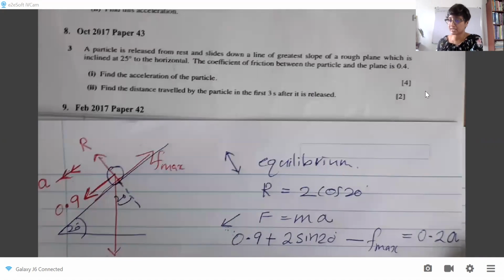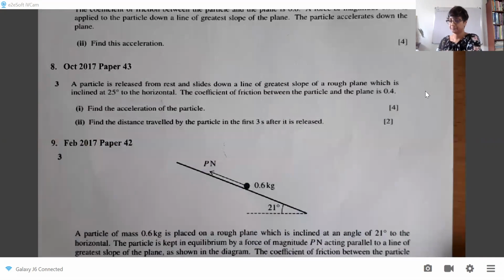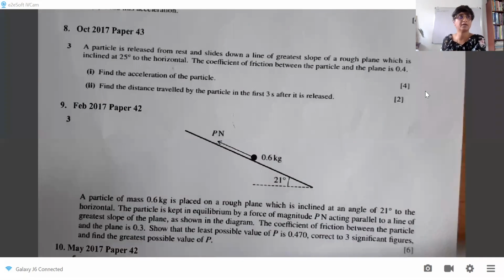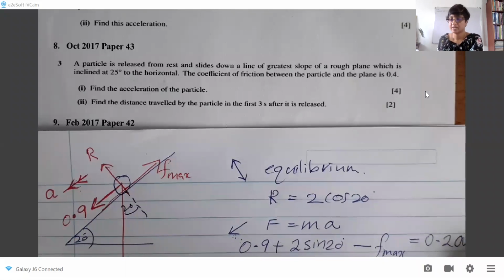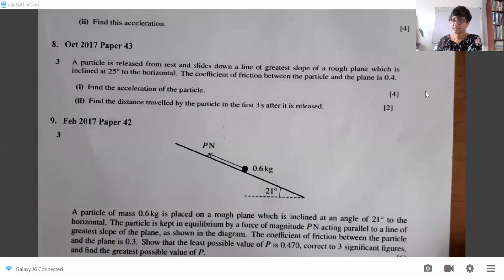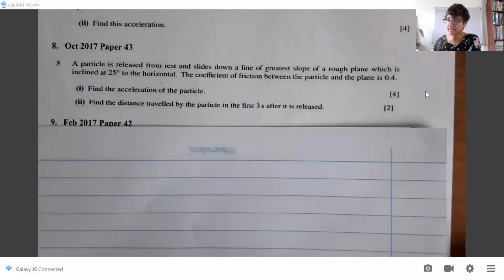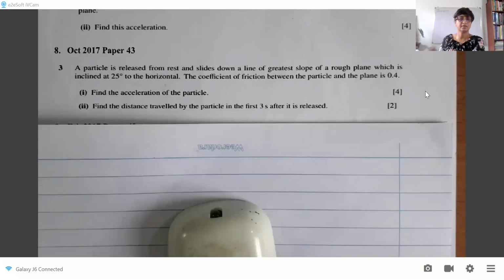Number 8, do number 8 as well. Let's try to finish this worksheet today. Then we can start connected particles as a fresh topic next week. Number 8. Start, you draw a diagram again. The diagram is not given. Number 8.